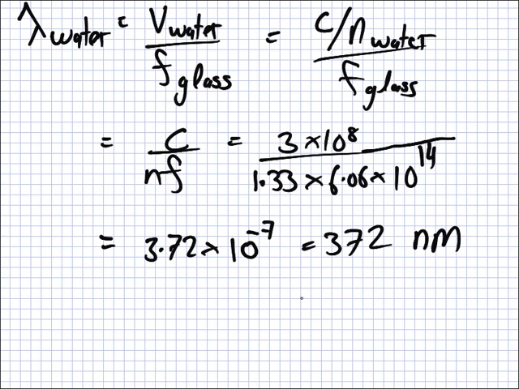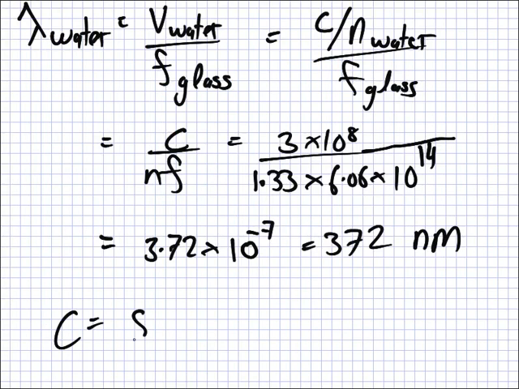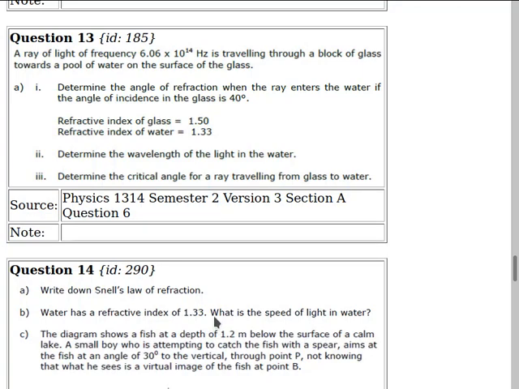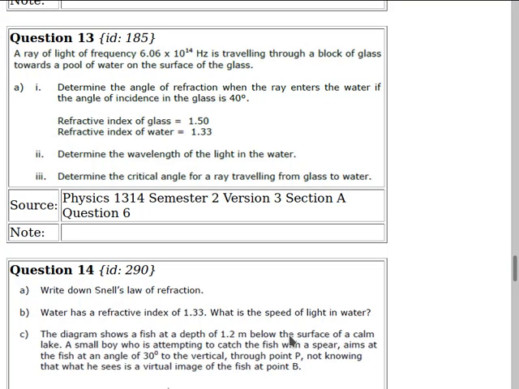Just because, okay. Did you get that? Yeah? Okay. All right, easy peasy. What's the critical angle? So that'll be sine inverse 1.33 over 1.5. What did you get for that? 62.5. 62.5. Yeah. Is it okay? Great.